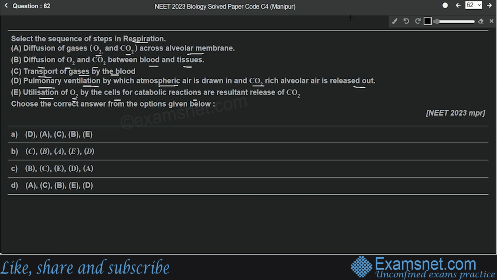So the first step should be the fourth one, D. That means pulmonary ventilation will be the first step, by which atmospheric air is drawn in and carbon dioxide rich alveolar air is released out. Then the next one will be statement A, diffusion of gases, that means oxygen and carbon dioxide across the alveolar membrane. Then the third one will be statement C, transport of gases by the blood. After that, statement B, diffusion of oxygen and carbon dioxide between the blood and the tissues. And the last step should be E, that means utilization of oxygen by the cells for catabolic reactions. So D, A, C, B, E should be the correct sequence. That means option A should be the correct answer.